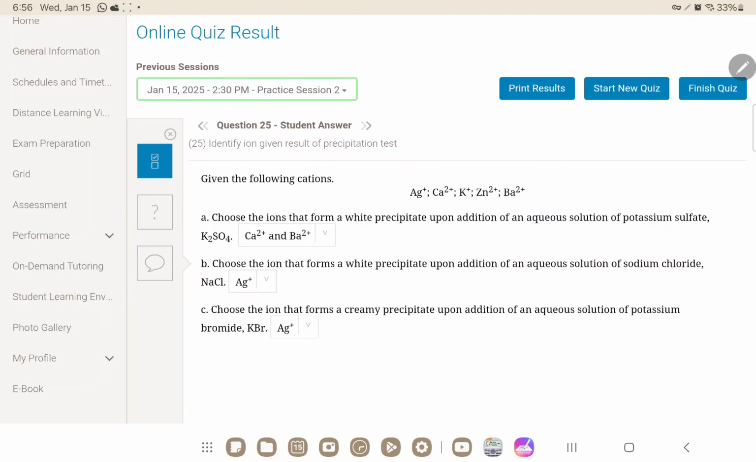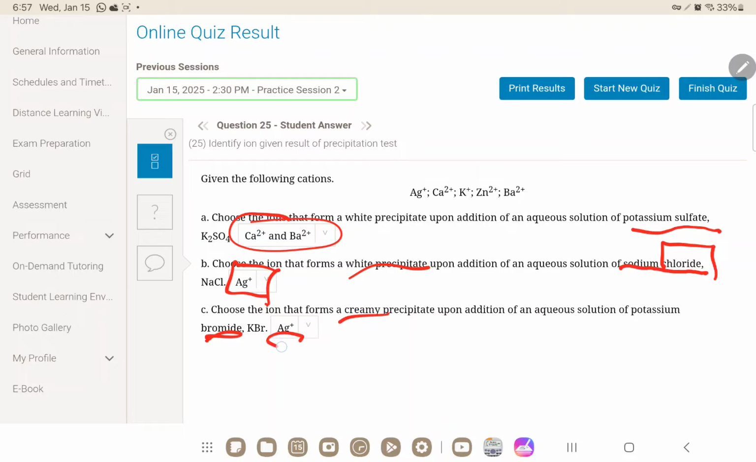Now let's move on. Here, these are old material. When you add a white precipitate, you need sulfate. Sulfate is not soluble with calcium and barium. And whenever you add an aqueous solution, what ion do you add to sodium chloride? Chloride, Cl. It turns white when you add Ag plus to it. Br, bromide, turns creamy when you add Ag to it. Now, moving on.